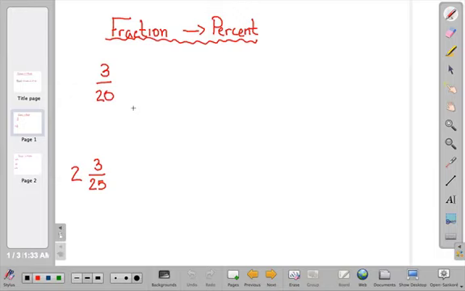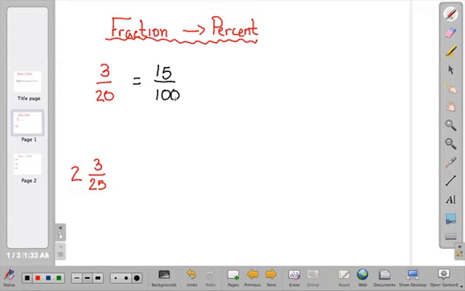Remember I just mentioned that percents are out of 100? So that means that we need to take our fraction here and turn it into something up here, over 100. That means we need to figure out 20 times what gets us 100. Well, 20 times 5 is 100. So that means if I multiply my denominator by 5, I'm also going to multiply my numerator by 5. And 3 times 5 is 15.